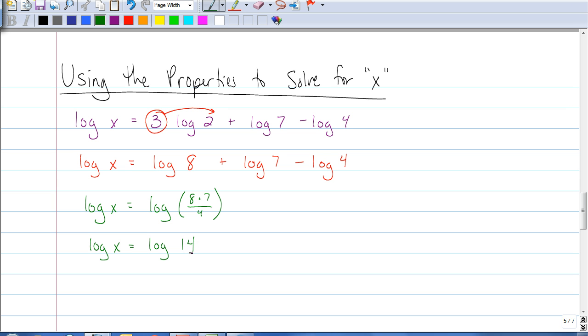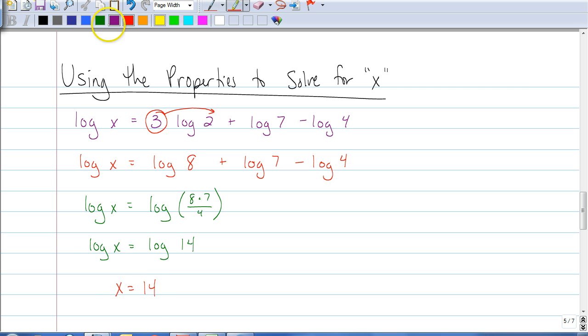So here's what I have here. Now if you notice, log of x equals log of 14. We have the right side written as a single logarithm now. And my goal is to try to figure out what is my value for x. Well, in this case, I'm trying to figure out what value for x would make these two sides balanced. Well, that value would be 14.